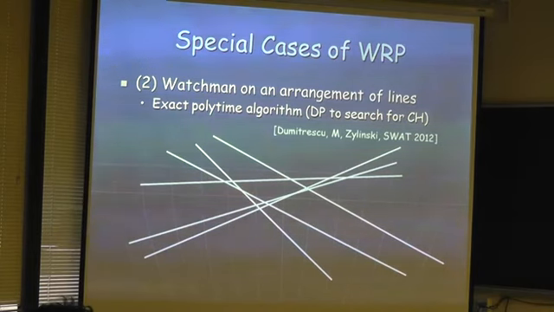Other special cases: if I give you an arrangement of lines, so here's a union of lines, infinite lines, in the plane, and you must travel on those lines, and your goal is to see every point of that union of lines. And by see it, if you're on a line, you can see every point on that line. That's the rule. We had a paper, Pavel Zelinsky, Adrian Petrescu, and myself, a year and a half ago where we gave an exact algorithm to solve this problem.